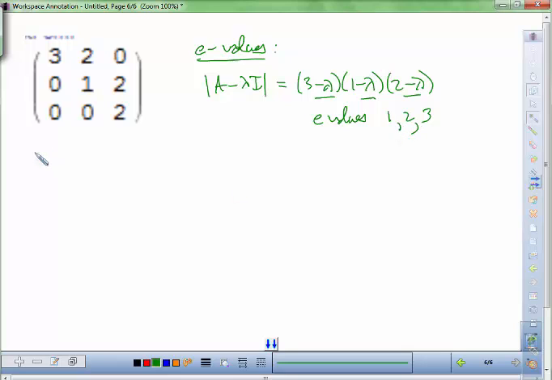So let's find the eigenspace for the first one. So basically we should expect one vector out of this. And so E1, we need to look at the matrix A minus 1I and then find the null space of that. So 3 minus 1 is 2, 1 minus 1 is 0, and 2 minus 1 is 1.